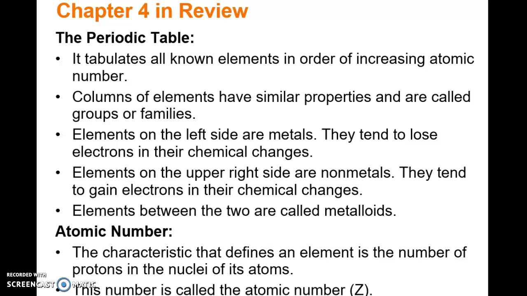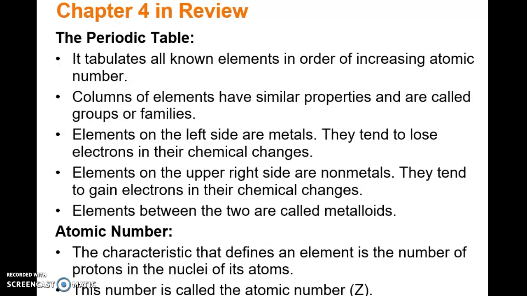All right, so the periodic table. It tabulates all known elements in order of increasing atomic number. The columns of elements have similar properties and are called groups or families. Elements on the left side are metals. They tend to lose electrons when they undergo chemical change. Elements in the upper right are nonmetals, and they tend to gain electrons when they undergo chemical changes. And then elements in between the two are the metalloids or semimetals.